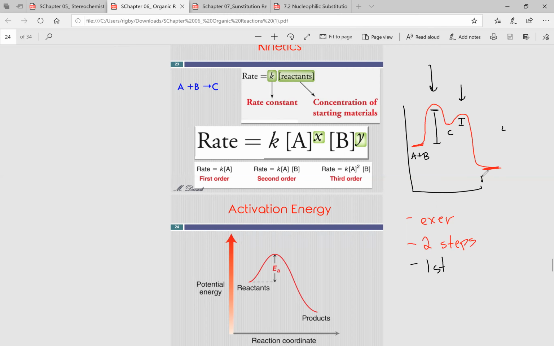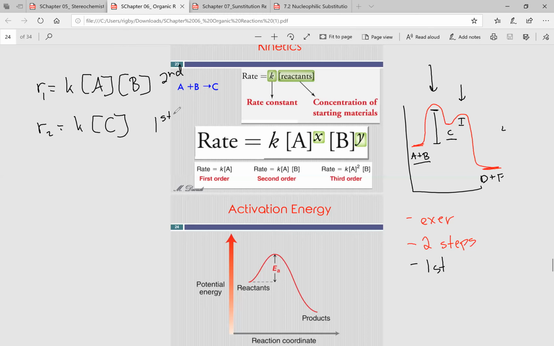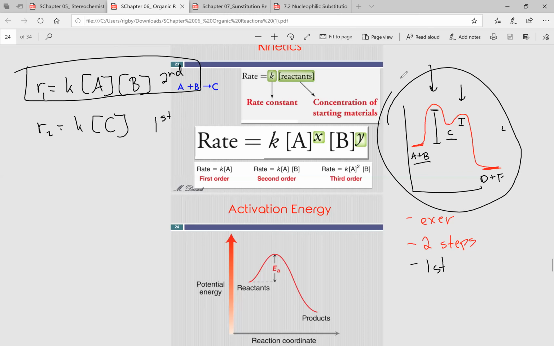So let's say that in our first reaction, our reactants are A plus B, and then our intermediate is C. We can have 2 rate equations where R equals K, which is a constant, so don't worry about memorizing that, times the concentration of A times the concentration of B, and then the rate of the second step is just going to be K times the concentration of C. So now when we look here, we can see that the first rate is going to be second order, and the second rate is going to be first order. But which one determines the rate of the reaction? It's going to be our first one.